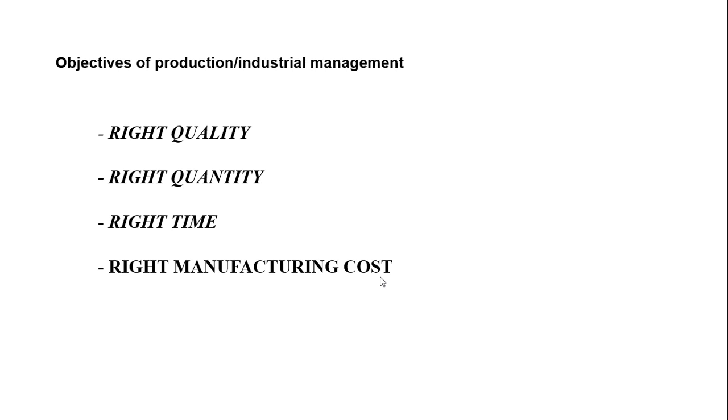Finally, our final topic today is objectives of production or industrial management. We have four main objectives. Number one, as an industrial manager: right quality, right quantity, right time, right manufacturing cost. Right quality, to be the right technical specification, so you can satisfy customer wants and needs easily.